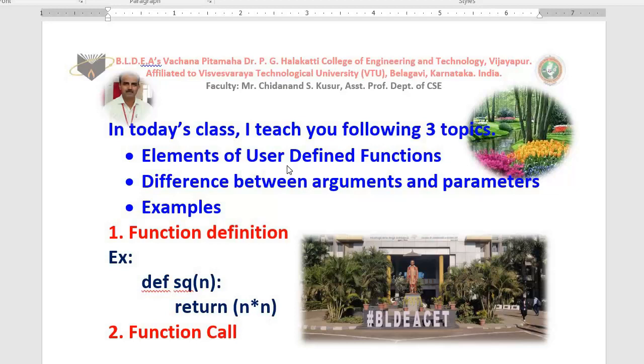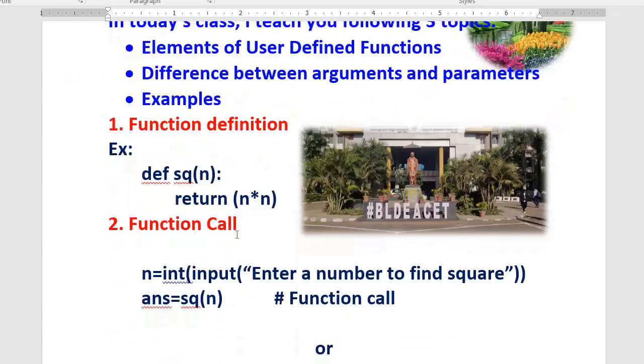Already we studied this in the last class. In order to write our own functions, we work with two elements. One is function definition, one more is function call. Function definition means we need to write that function. That function we call in the main Python program. Look at this example. Here I am creating my own function called sq. This function takes one input, it multiplies with the n only, then it returns a value back. That means this function finds the square of the given value.